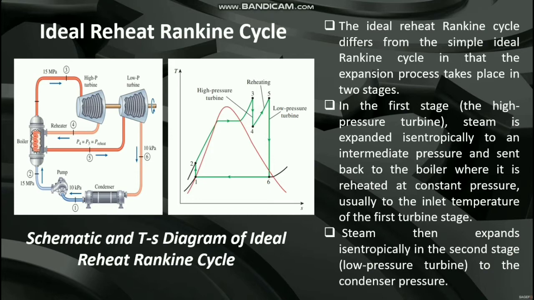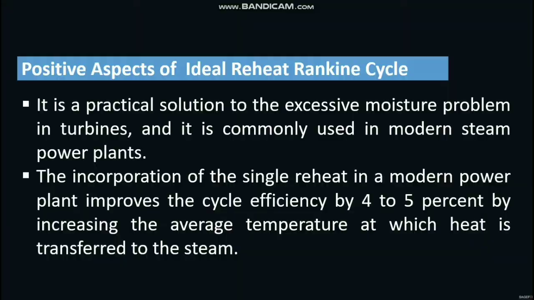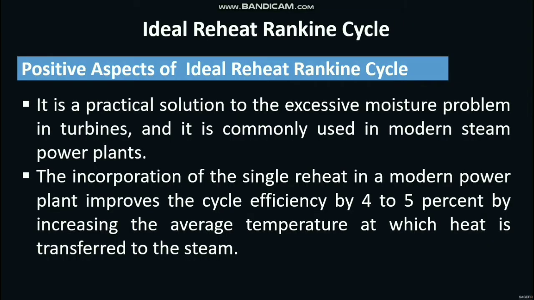There are positive aspects of the ideal reheat Rankine cycle. It is a practical solution to the excessive moisture problem in turbines, and it is commonly used in modern steam power plants. The incorporation of the single reheat in a modern power plant improves the cycle efficiency by 4 to 5% by increasing the average temperature at which heat is transferred to the steam.